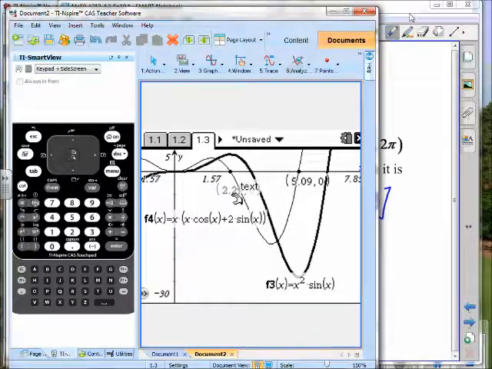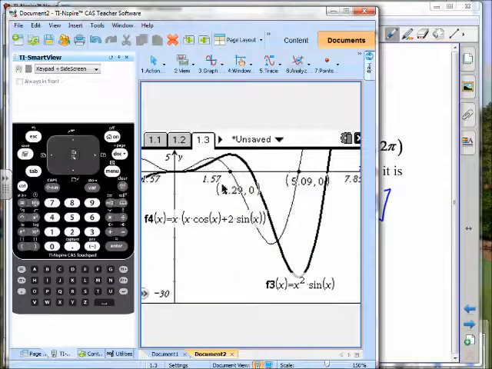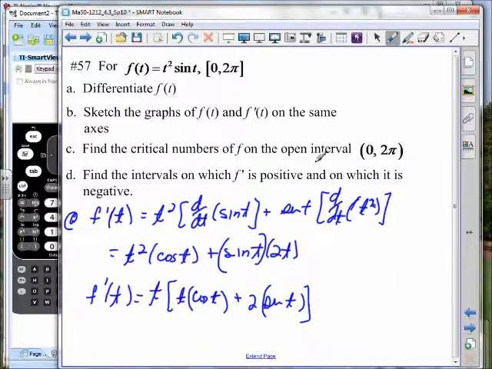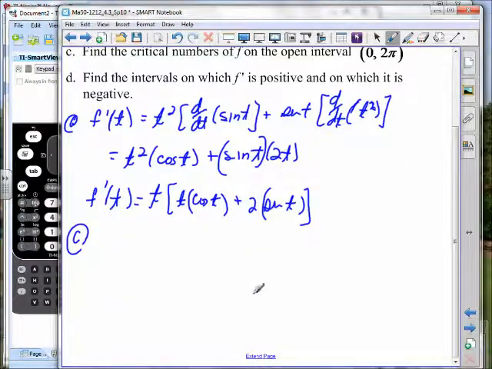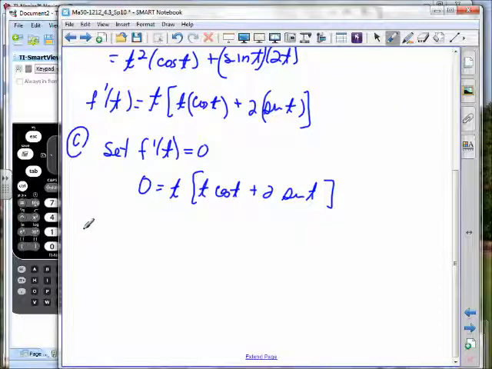Okay. So we've got that. We sketched them on both the same. Find the critical numbers. Now we can see that we have critical numbers. We found them here. But how would we go about analytically finding the critical numbers? Set it equal to 0. So we have to set the derivative equal to 0. The first one is pretty easy.